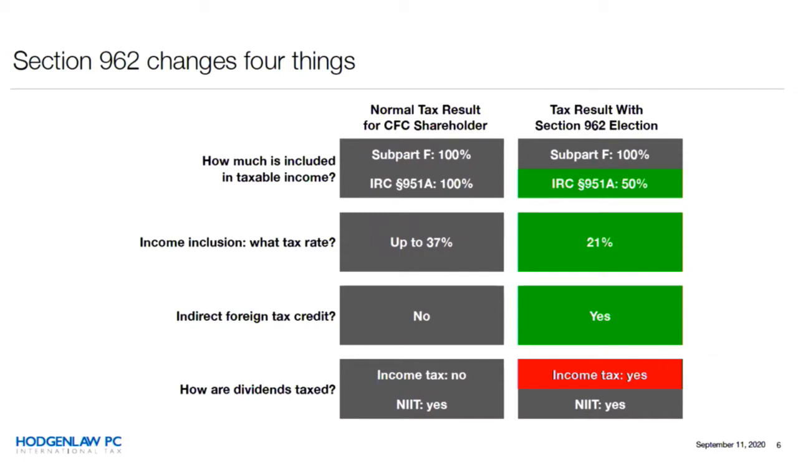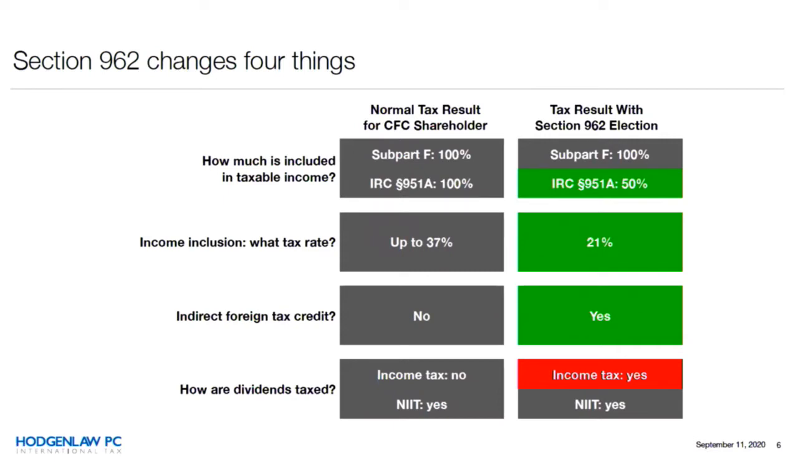The person making the Section 962 election will be allowed to take the indirect foreign tax credit under Section 960. Ordinarily, that's only reserved for corporations, but individuals are allowed to do it and claim the indirect foreign tax credit if they make the 962 election, meaning that a U.S. shareholder, the human being, can pretend that he or she actually paid the corporate income tax that the foreign corporation in real life paid.